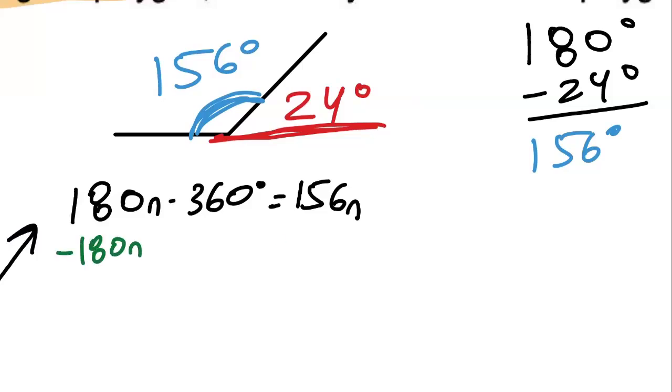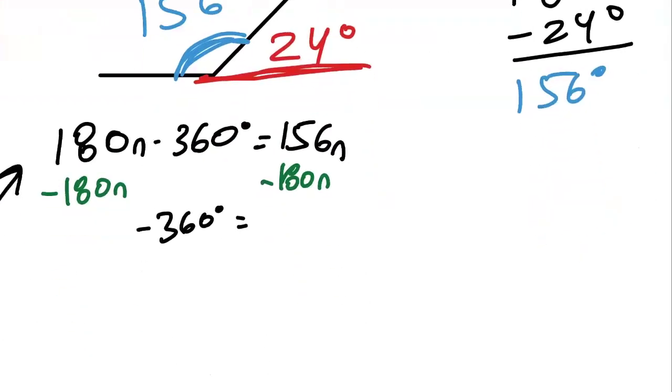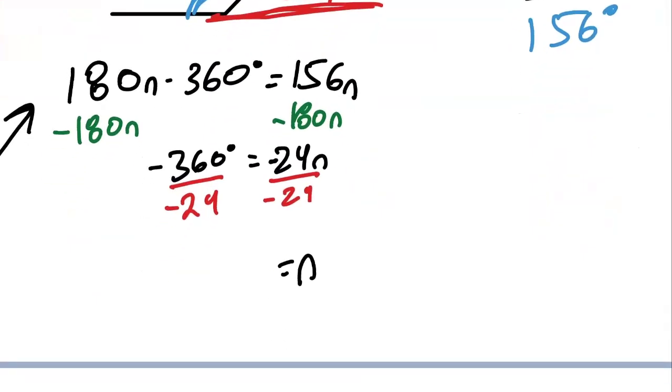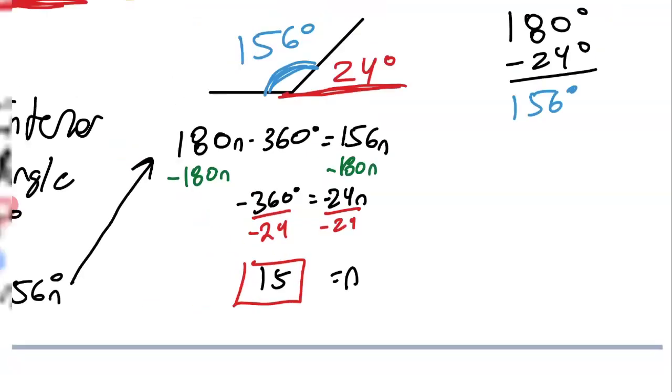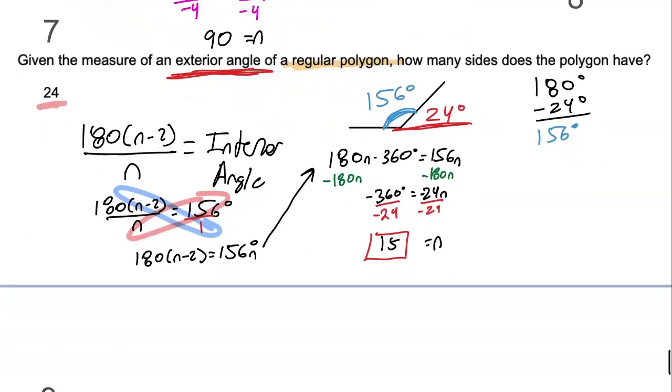So subtract by 180n. So negative 360 degrees is equal to 156 minus 180, 24, thank you, n. Divided by negative 24. Sorry, this is negative 24, by the way. Don't forget the negative. So the number of sides for this polygon is 15. So this is a 15-gon. And that would be my answer. So that is number 7.